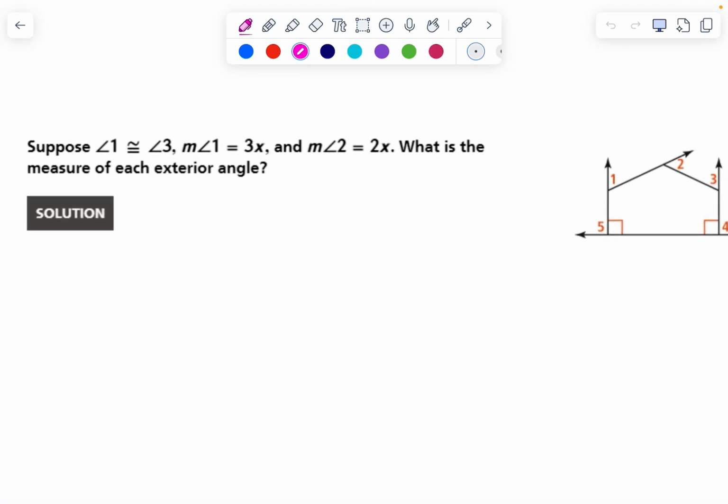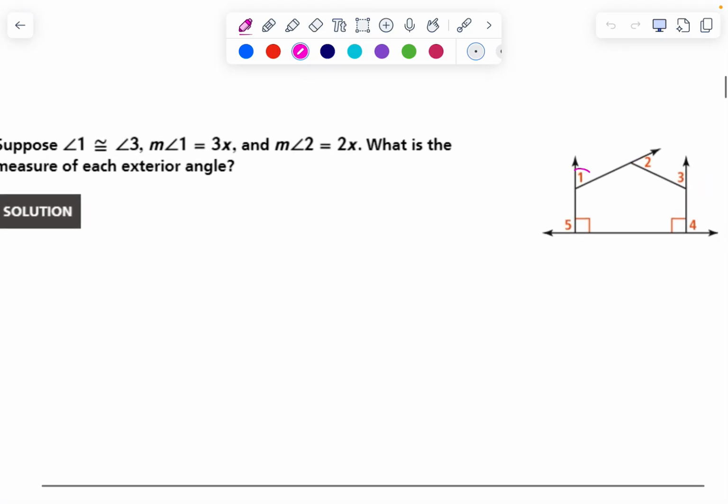Okay, it says suppose angle 1 and 3 are congruent. Again, put information in pictures, it's helpful. It says angle 1 is 3x, so that means angle 3 is 3x. Also, angle 2 is 2x. There you go. Congruence, 3x, 3x, 2x. It says what's the measure of each exterior angle. I would note that this is a linear pair here for 5, which is 90. And same with 4.